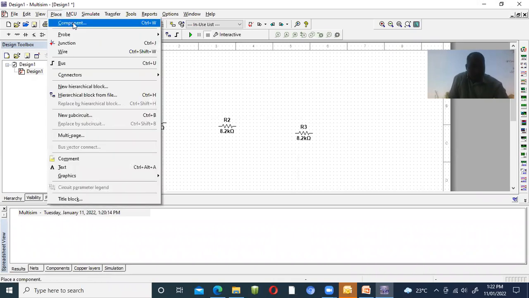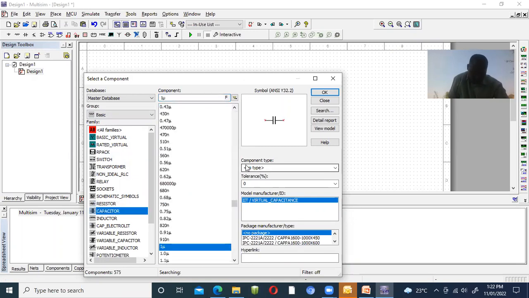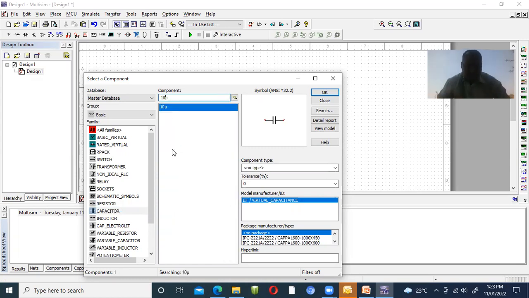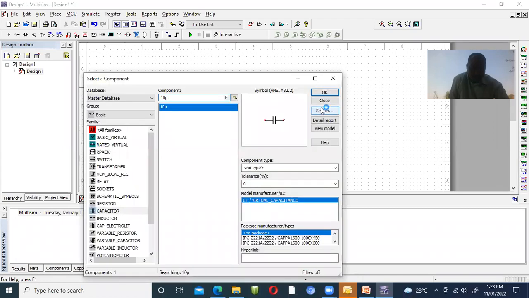place component. Here select the basic thing, capacitor. See here where is the capacitor? Select the capacitor, right? So the capacitor value is 10 microfarad, all of them 10 microfarad. So here write down 10 microfarad. Okay. So first here is the requirement of one capacitor. After all, we require another 2 capacitors.